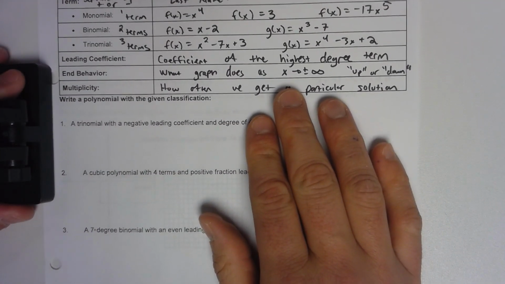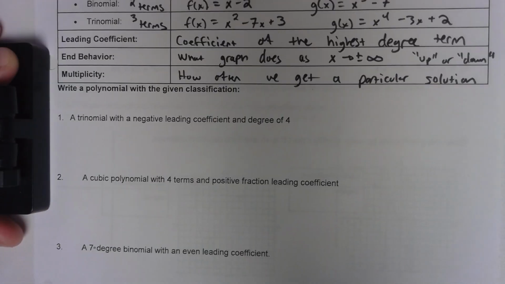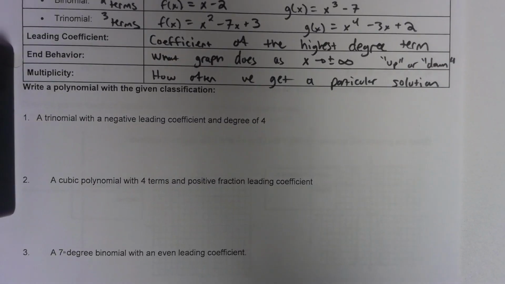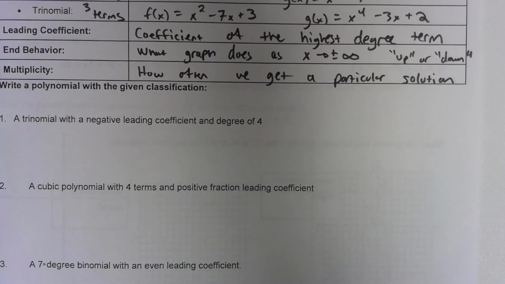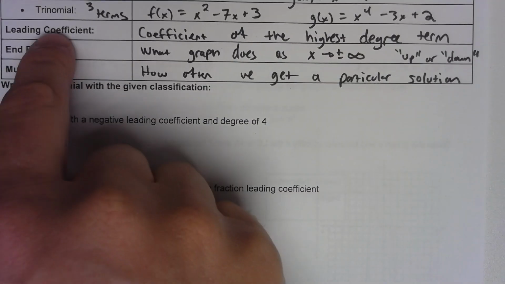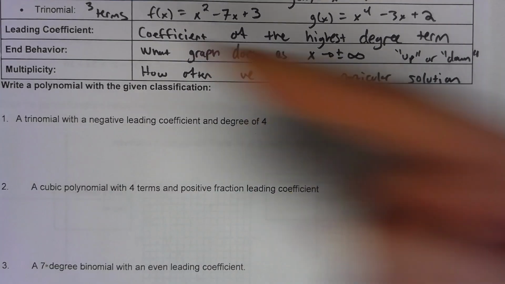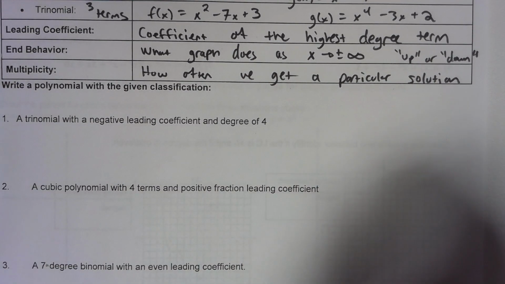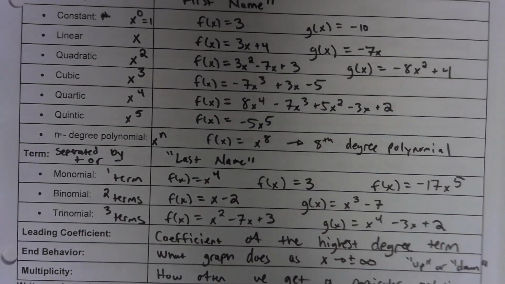Two vocab words that we had gone over were end behavior and multiplicity. Let's pause on what these ideas are. I'll come back and chat about those when we get to the next page. But the first thing that we went over is how we name a polynomial.